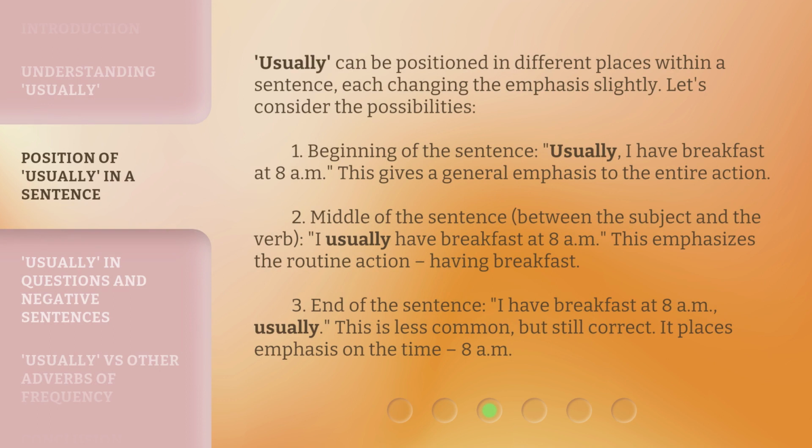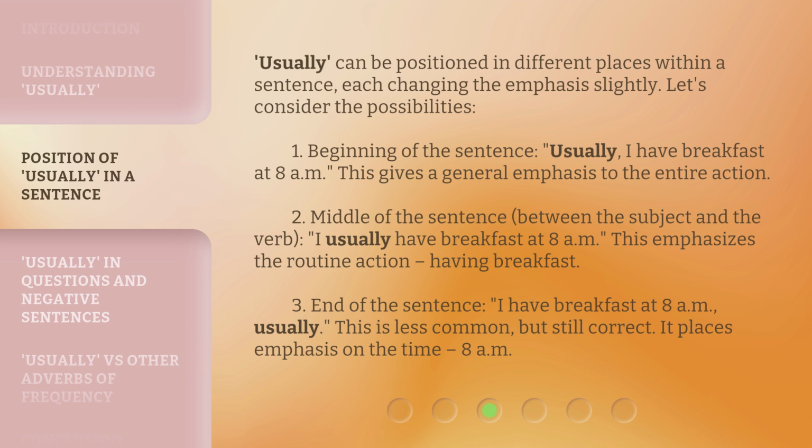"Usually" can be positioned in different places within a sentence, each changing the emphasis slightly. Let's consider the possibilities. 1. Beginning of the sentence: "Usually, I have breakfast at 8 a.m." This gives a general emphasis to the entire action.